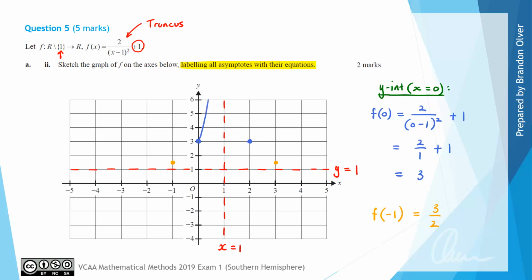So the truncus graph will then have a shape that looks something like this, and on the other side we'll have a similar shape there. Technically speaking, that's all VCAA required us to sketch. But I'm just going to label the y-intercept here because I'm pretty confident that it is 0 for x and 3 for y. So that's the answer to part 2 of part A for this question.